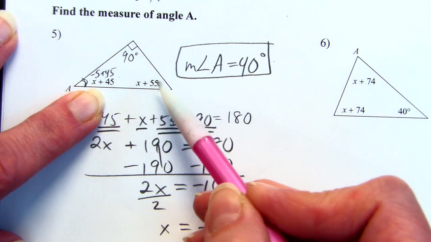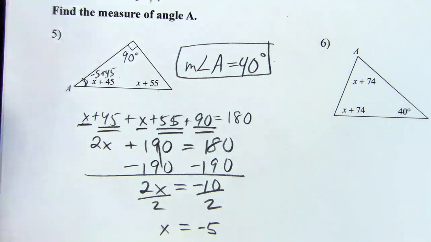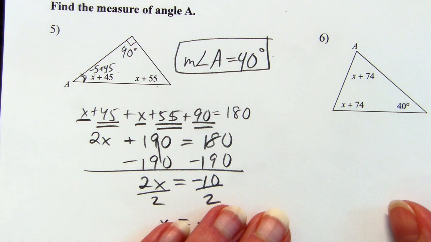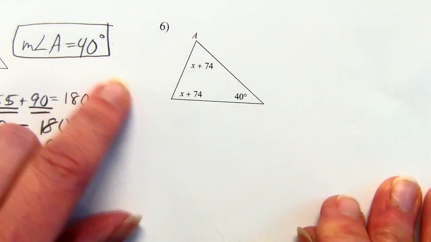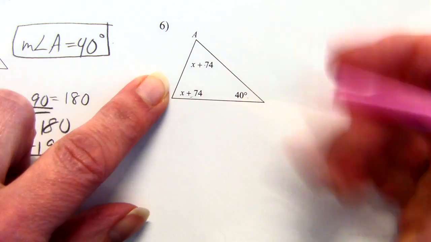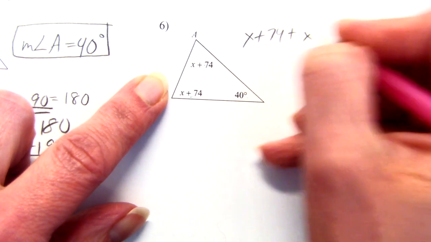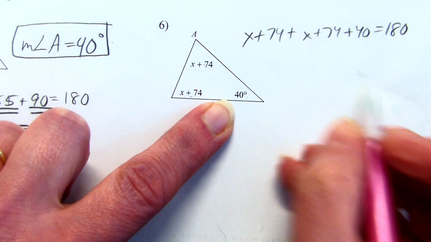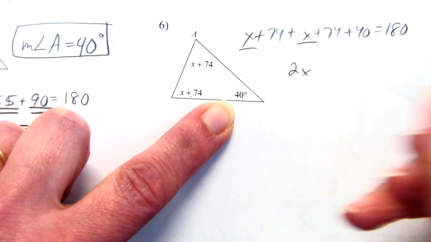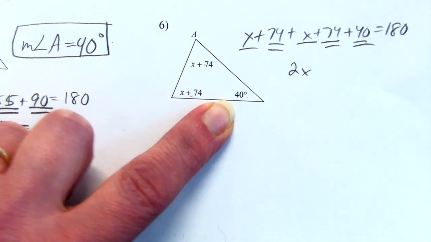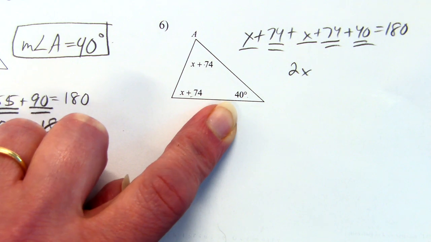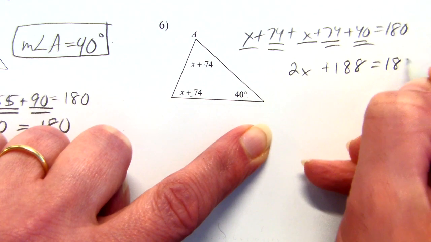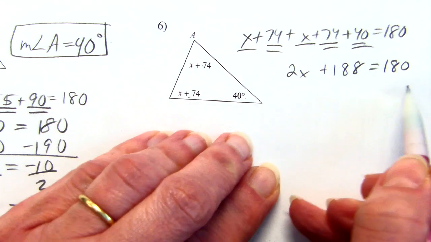They could also have you find this one. It'd be negative 5 plus 55, so that one would have to be 50. But they only wanted angle A, so that's the only one I had to answer. Okay, last example. Remember, all three of these angles add up to 180. So I'm going to have x plus 74 plus x plus 74 plus a 40-degree angle equals 180. So x and x make 2x, 74, 74, and 40. So I'm just going to put that in really quick. It comes out 188, and then it still equals 180.